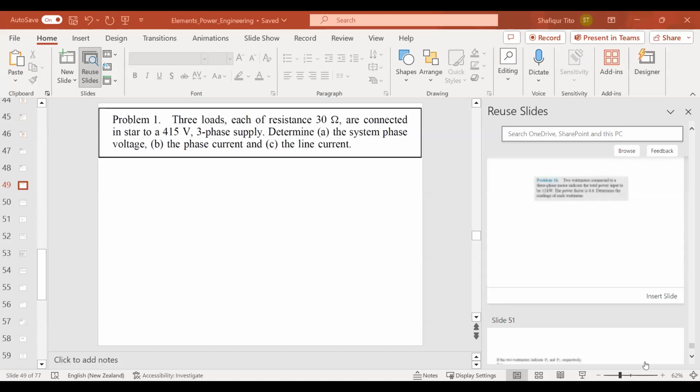Okay, so we'll do a few numerical problems. I think we have just introduced the basics of the three-phase. So we'll try to do some numerical problems that will give us more insight into the three-phase system.